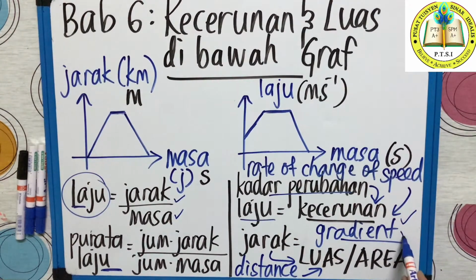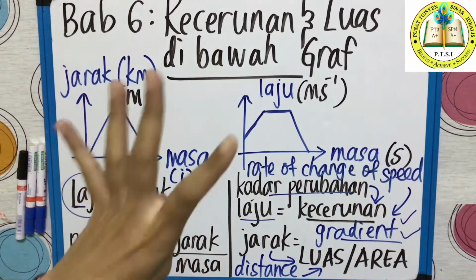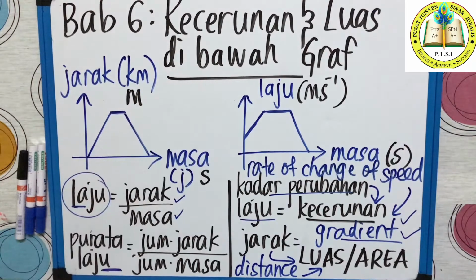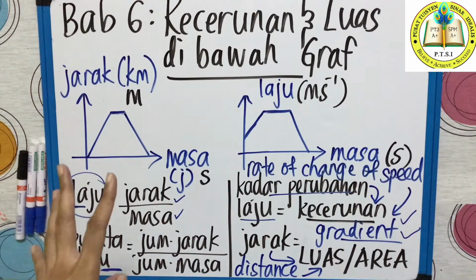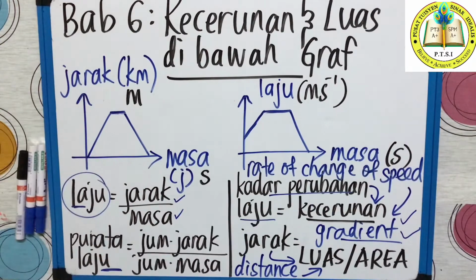Bila soalan minta kadar perubahan laju, the formula you have to do kecerunan, gradient. In Malay, kecerunan, in English, gradient. You must do gradient. Topik kecerunan, kamu sudah pun belajar dalam tingkatan 4. Form 4 you already study. Remember the straight line topic, you learn about gradient, kecerunan. Nanti cikgu akan terangkan untuk contoh soalan. So remember, kalau soalan minta kadar perubahan laju, you must do gradient, kecerunan. Remember form 4 you learn kecerunan, the M formula.